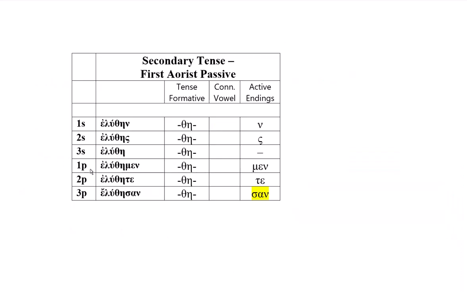Let's look briefly at the paradigm with all of them laid out here. So we have eluthane. So here's the tense formative bumping up against the active ending. And there's really no surprises here. We got the plus n giving us thane, thes, the, which is what you'd expect with a null ending, thamen, the te, and thesan. So all of this is very straightforward.